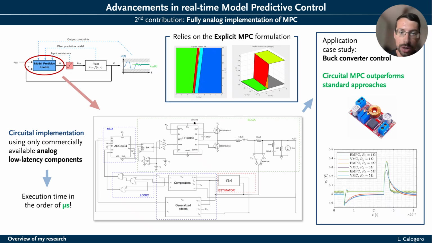And you see the full circuit here in the slide, which relies on a mathematical variant of MPC that is called explicit MPC, and you can also see the experimental validation on the control of buck converters, which has outclassed all the major traditional control methods for DC-DC converters.